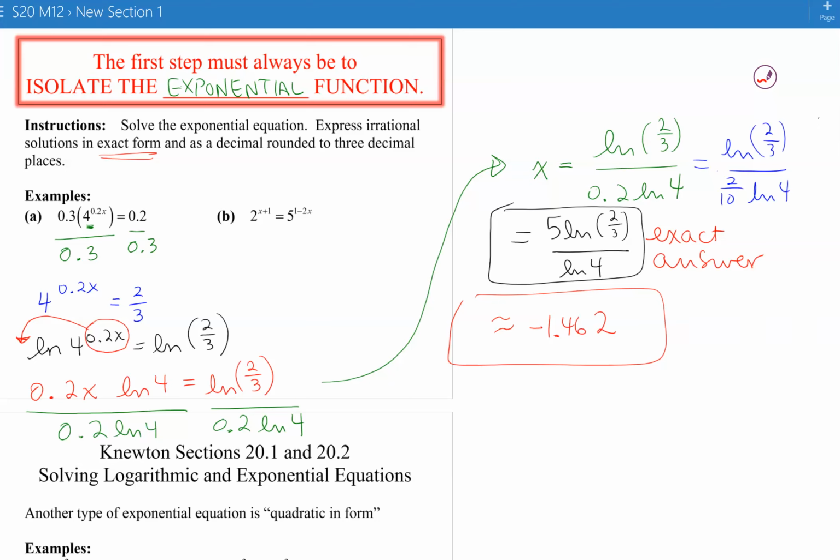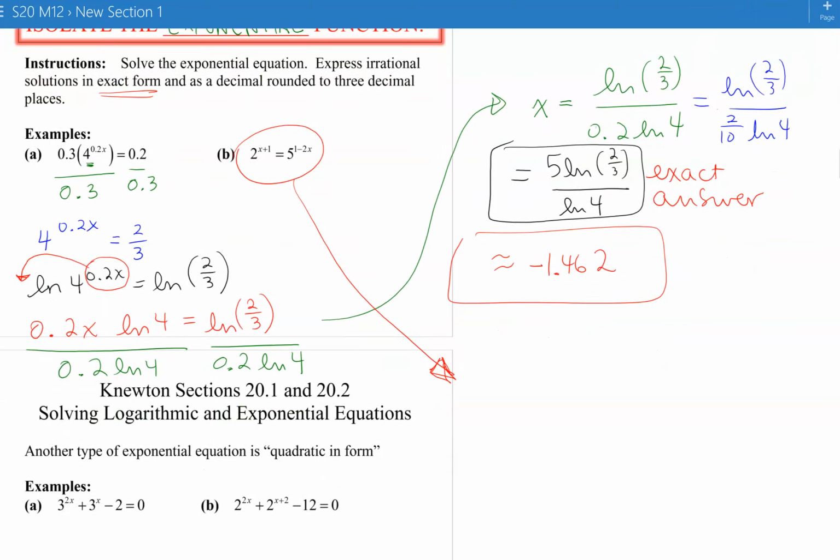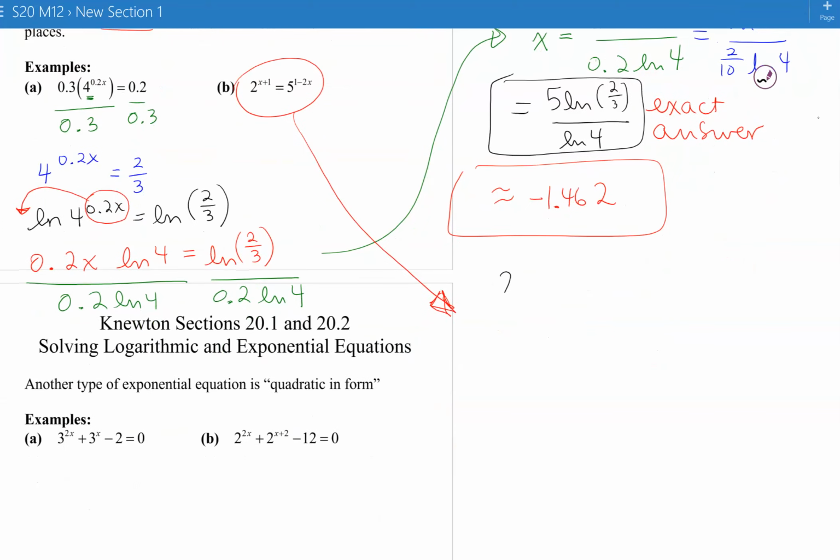You just never know. Okay, so now let's look at B, where I have 2 different bases, but I can still use natural logarithms no matter what my base is. So I have 2 to the x plus 1 and 5 to the 1 minus 2x. So I'm going to take the natural log of both sides. Ln of 2 to the x plus 1 equals the ln of 5 to the 1 minus 2x.